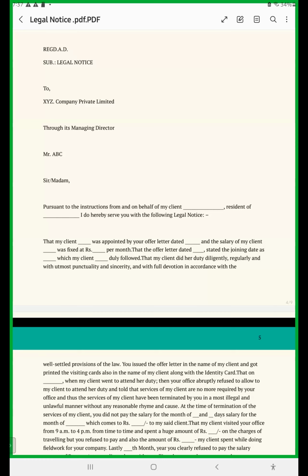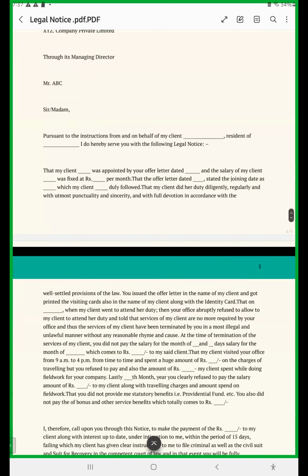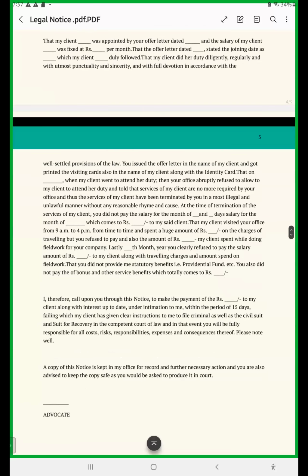First, that my client, name, was appointed by your offer letter, the date when the person got their offer letter, and the salary of my client was fixed at rupees, dash per month. The offer letter dated dash stated the joining date as dash, which my client duly followed. That my client did her or his duty diligently, regularly, and with utmost punctuality and sincerity, and with full devotion in accordance with the well-settled provisions of law. You issued the offer letter in the name of my client and also got visiting cards printed in the name of my client along with the identity card.